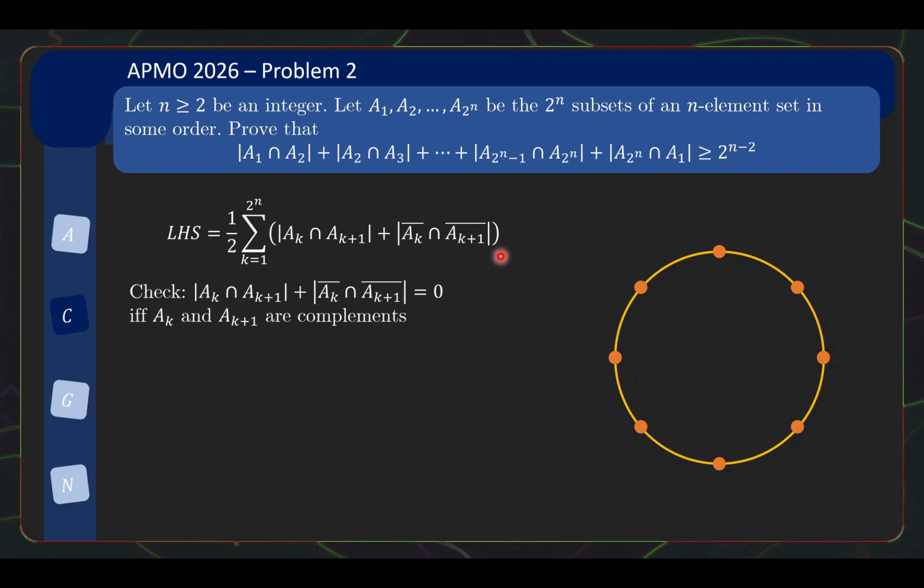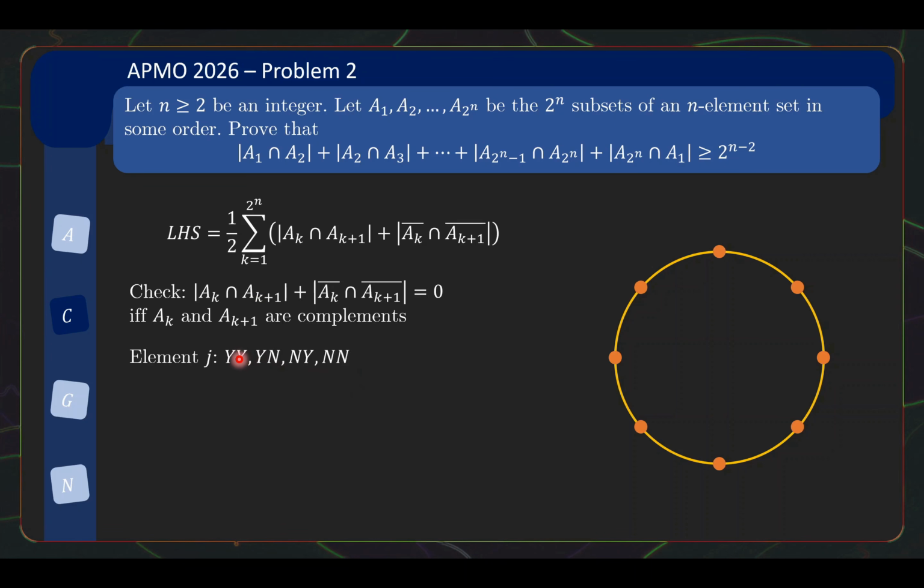And it turns out this is a very powerful thing to do, because for each k, this sum is equal to 0 if and only if a_k and a_(k+1) are complements. Boom. So why is this true? Let's fix any element j like before. Then we ask, is j in a_k? Is j in a_(k+1)? So you have 4 possible answers: yes-yes, yes-no, no-yes, and no-no.